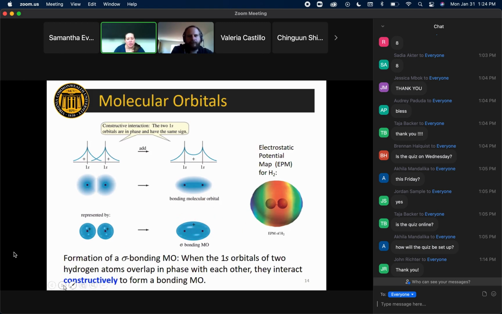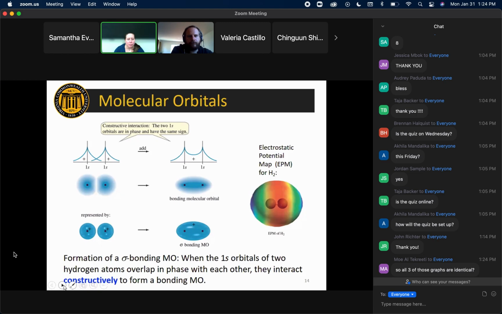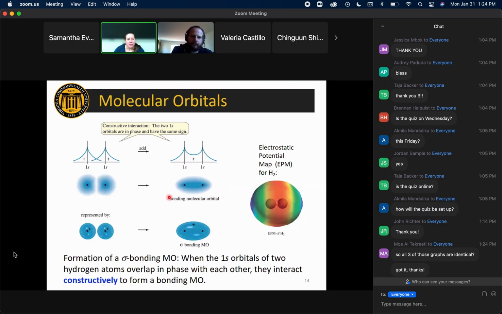I've already told you that if we're bringing in two atomic orbitals, we have to create two molecular orbitals. So let's look at the second molecular orbital, the sigma star. Somebody's asked if these three graphs are identical. These are three different representations of the same thing: a mathematical representation, a two-dimensional or three-dimensional representation, and then a cartoon representation.